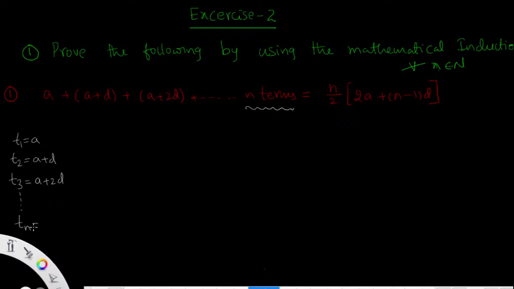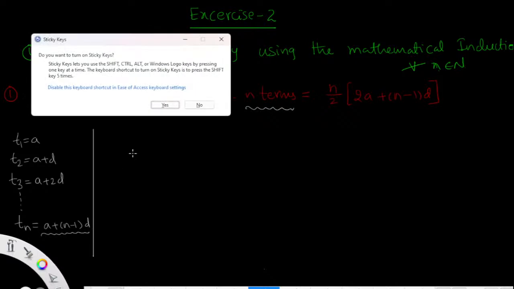So the relation is said to be induction. The first term is a, the second term is a plus d, the third term is a plus 2d, and the fourth term is a plus 3d. Similarly, the nth term is a plus (n minus 1) into d. This is called the inductive step: a plus d, a plus 2d, up to a plus (n minus 1) into d. So the relation between these numbers a plus d, a plus 2d, a plus 3d is a plus (n minus 1) into d.